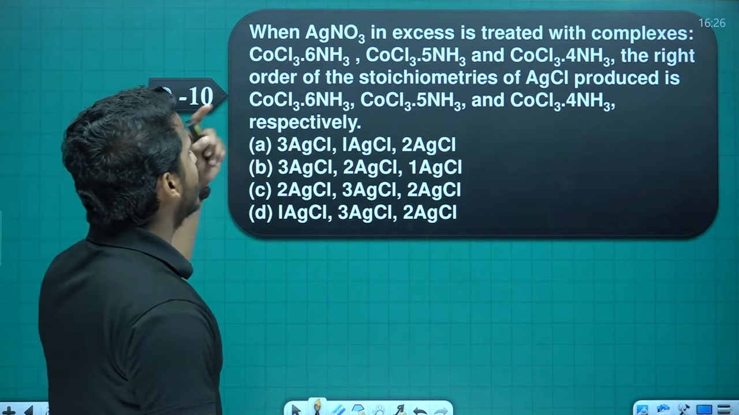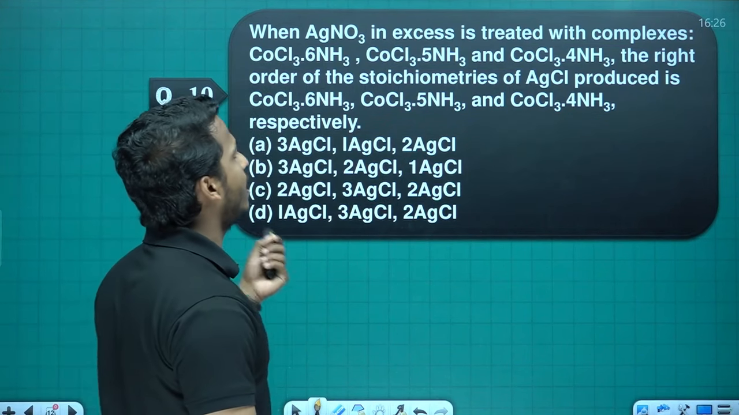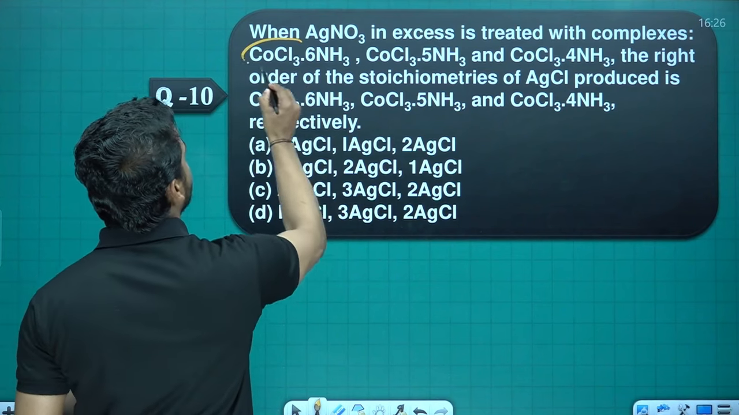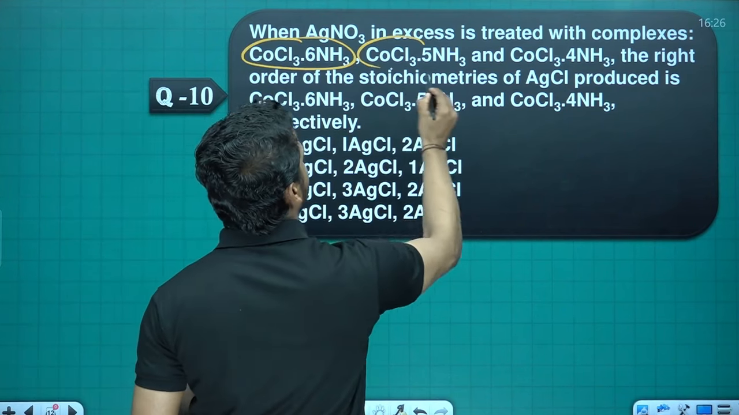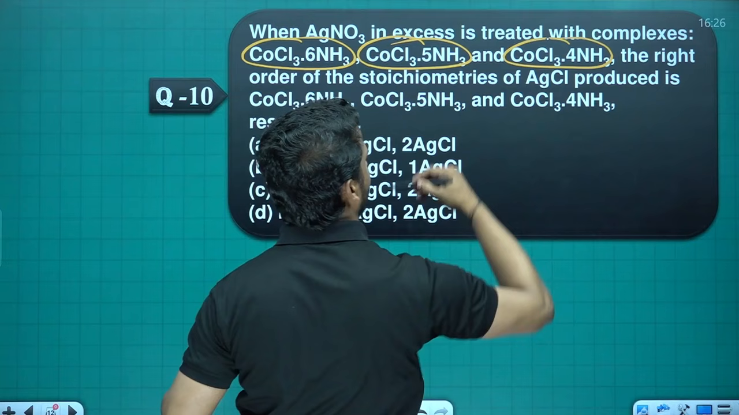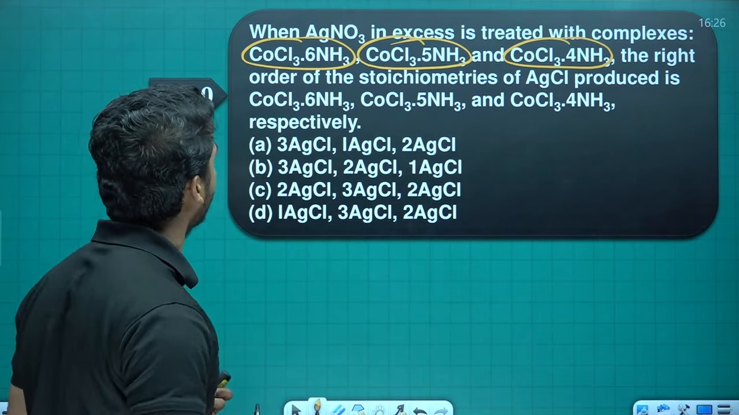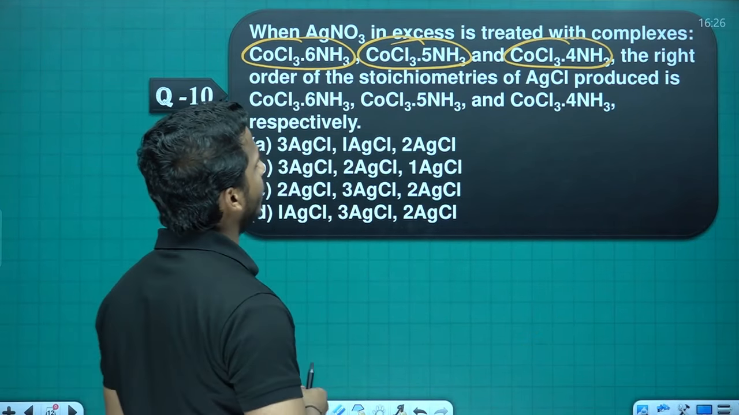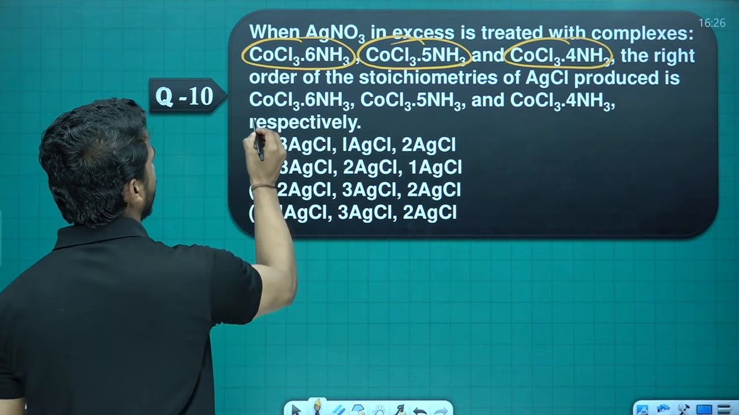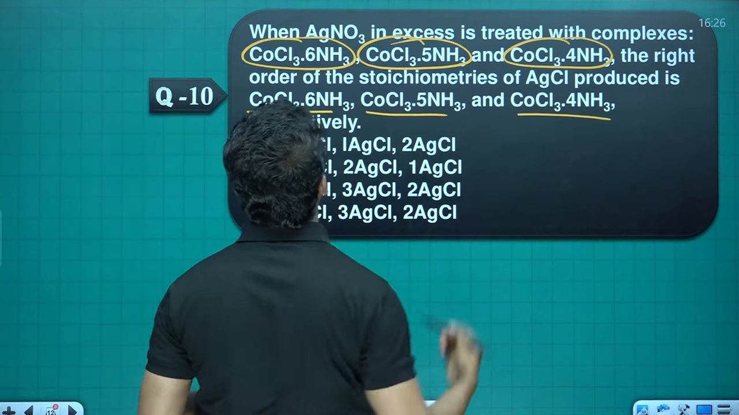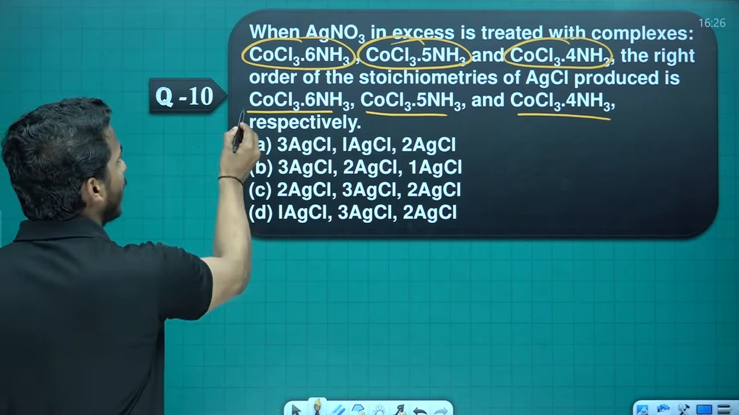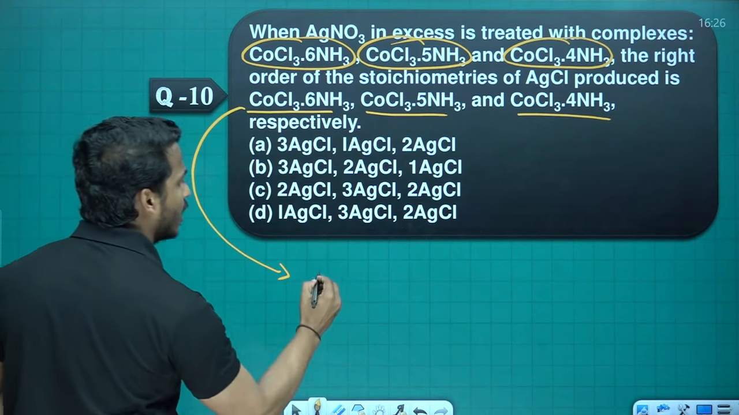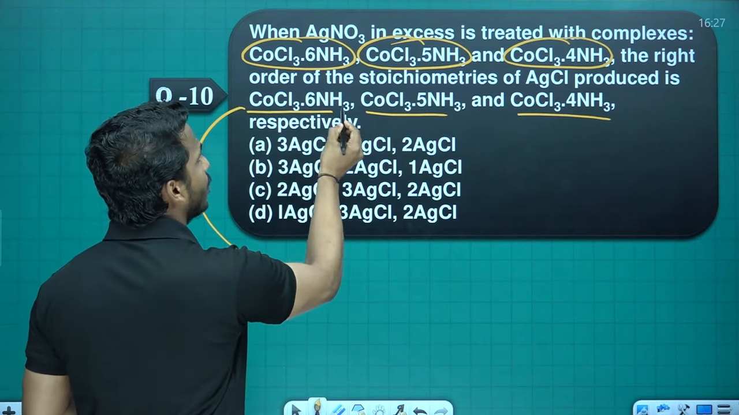Next one, when silver nitrate in excess is treated with the complexes CoCl3·6NH3, CoCl3·5NH3, CoCl3·4NH3, their molecular formula is given. The right order of the stoichiometries of AgCl produced is this, respectively. Let me take this complex first. Cobalt is the metal atom. See, 6 amine is there, right?